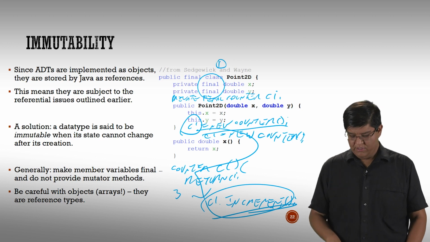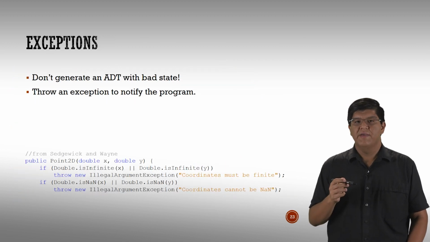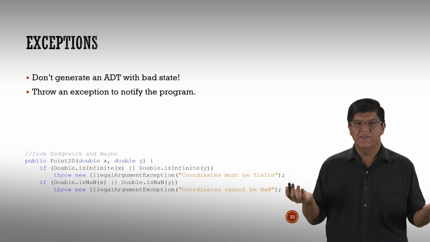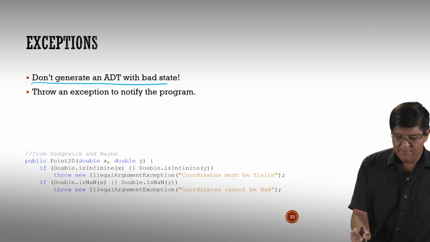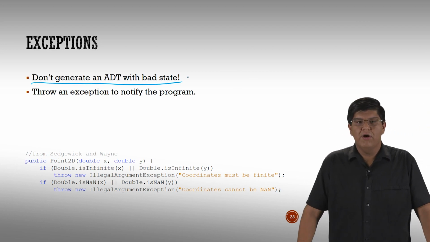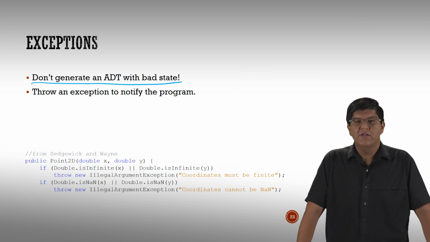The second thing I want to talk about, and this is going to be really brief, is exceptions. So what do we do with exceptions? First of all, our main rule here is we don't want to generate an ADT with bad state. Whenever I have an ADT in my program and I can do stuff with it, it should have good state.